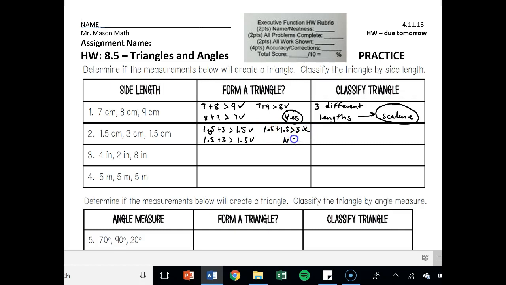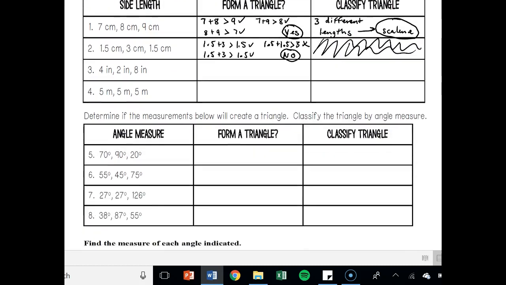So this could not be a triangle because you couldn't take any two sides, add them together, and be greater than the other side. So because it doesn't create a triangle, you cross off this entire section. You don't need to classify the triangle because it can't be a triangle. Right? 2, 3, and 4 you're going to do on your own.